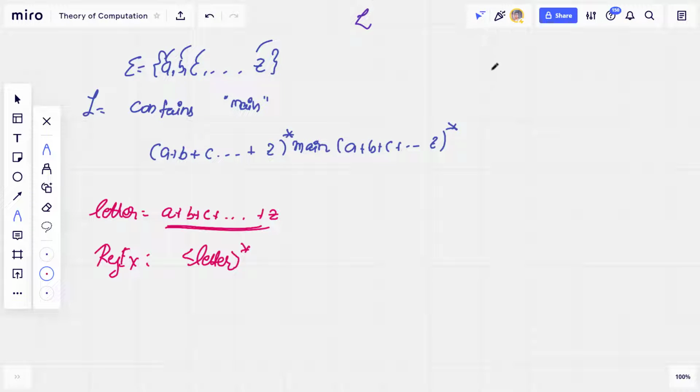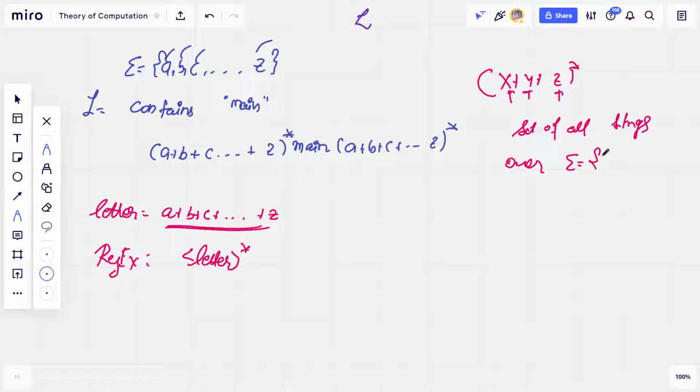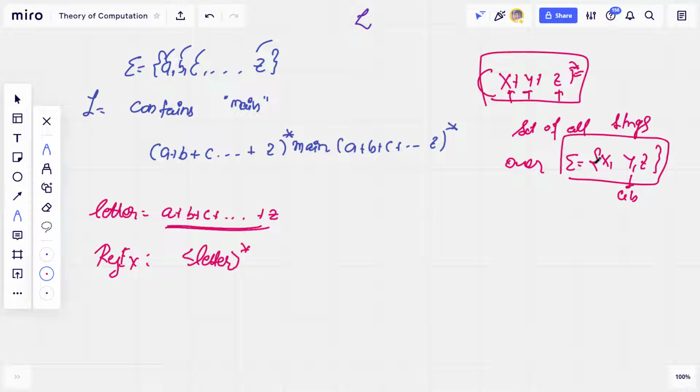In general, if you are given x plus y plus z, they may not be single letters or single symbols. If I put a star over it, it is basically the set of all strings over the alphabet x, y, z. And x, y, z need not be single symbols. They can be any complex symbols. Y might be, let's say, AB. That's the point. If you have something like (x plus y plus z) star, it means the set of all strings over the alphabet x, y, z, and x, y, z can be any complicated regular expression.